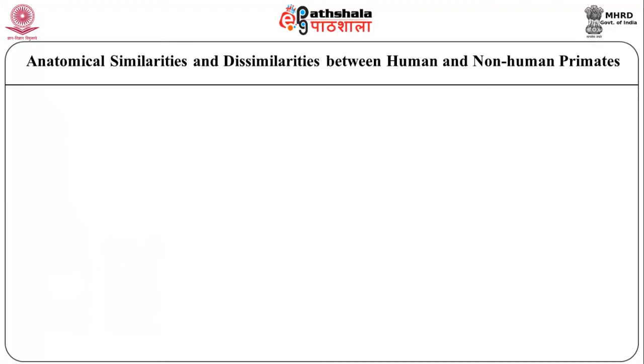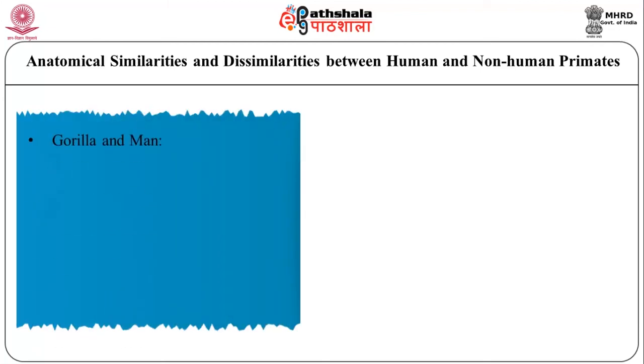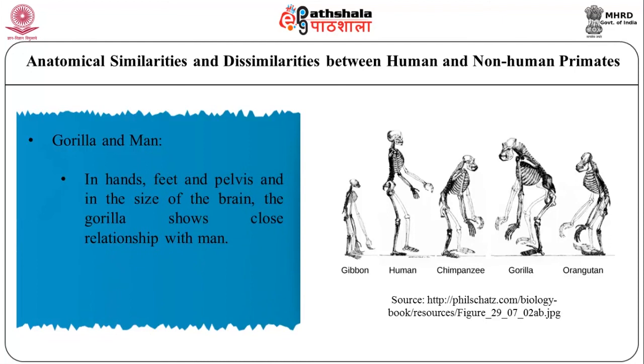Now the anatomical similarities and dissimilarities between humans and non-human primates. Gorilla and man. In hands, feet, and pelvis, and in the size of the brain, the gorilla shows close relationship with man. But the massive jaws of the gorillas have no resemblances with those of man.